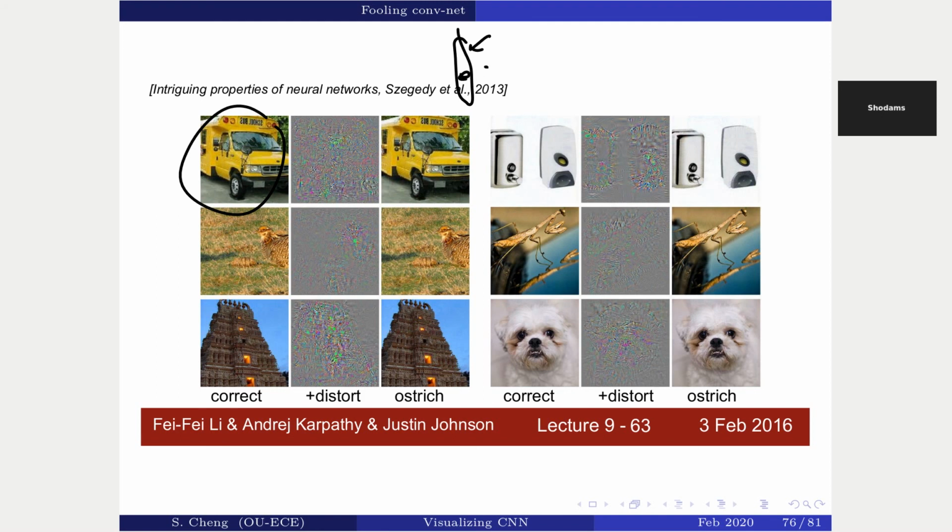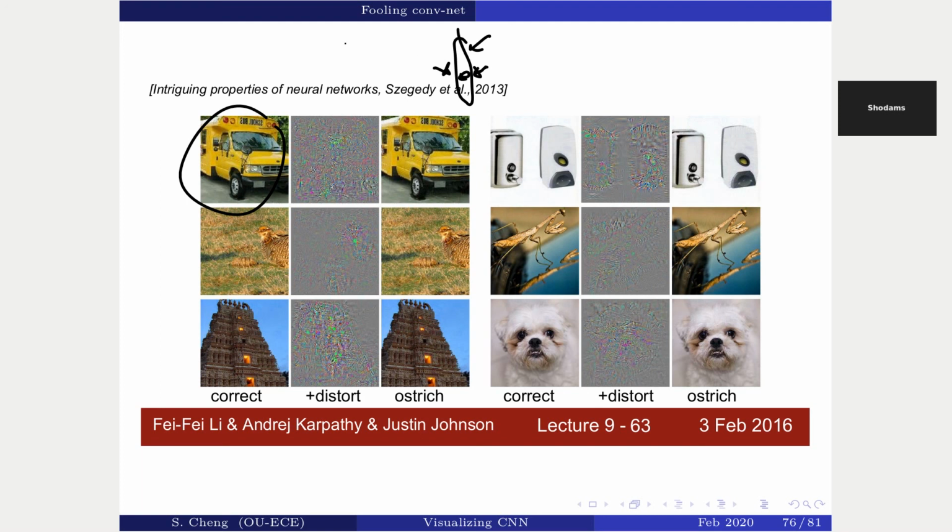I can see what kind of thing is going to activate this one, right? So I can do a backprop for this unit. Eventually I have an image coming in. My goal is to make this score as large as possible, and for the rest, I want to make them small.